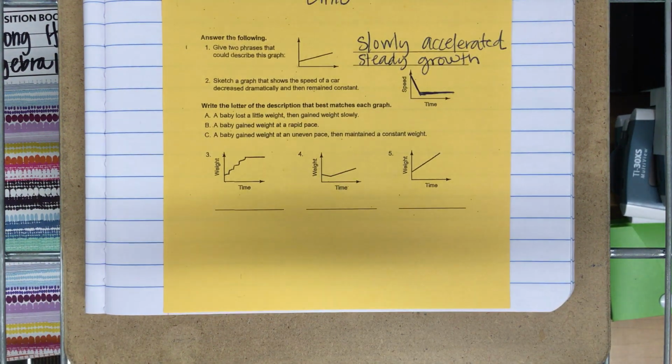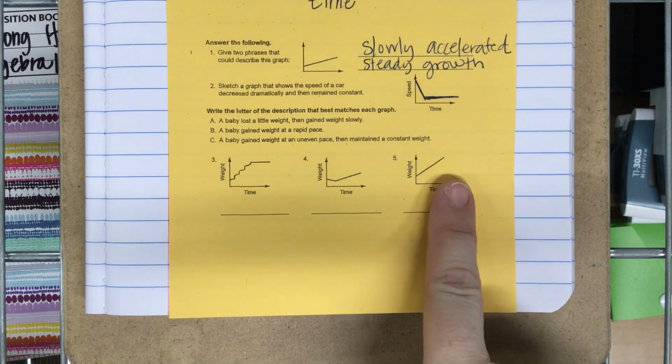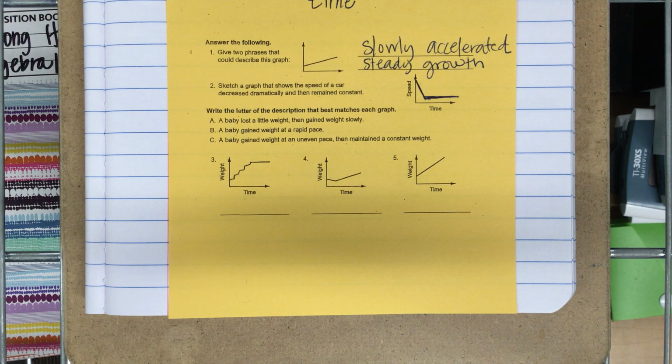Says, write the letter of the description that best matches each graph. A baby lost a little bit of weight, then gained weight slowly. A baby gained weight at a rapid pace. A baby gained weight at an uneven pace, then maintained a constant weight. So you have 1 graph, 2 graph, 3 graph. And you're labeling A, B, and C. A, which one is A? A baby lost a little bit of weight, then gained weight slowly. B, a baby gained weight at a rapid pace. And C, a baby gained weight at an uneven pace, then maintained a constant pace.